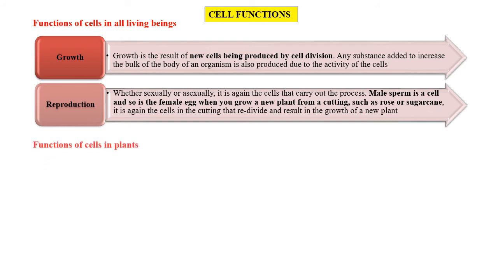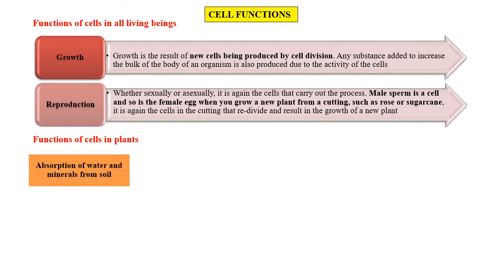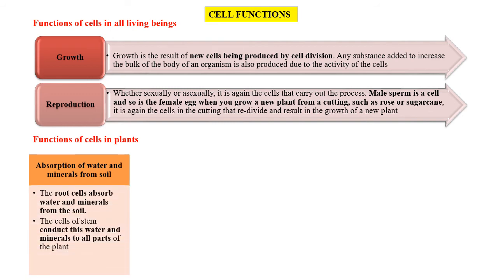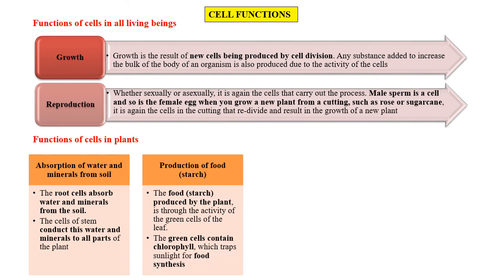Functions of cells in plants: absorption of water and minerals from soil. The root cells absorb water and minerals from the soil. The cells of stem conduct this water and minerals to all parts of the plant. Production of food, that is starch. The food starch produced by plant is through the activity of green cells of the leaf. The green cells contain chlorophyll, which traps sunlight for food synthesis.